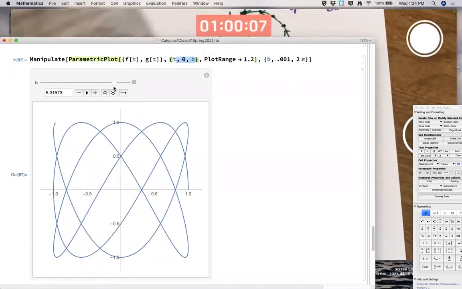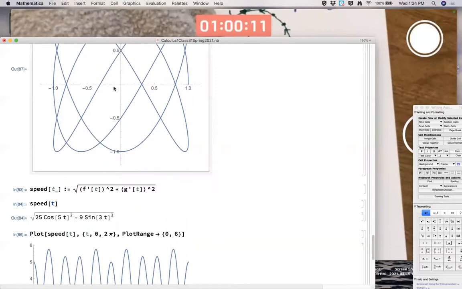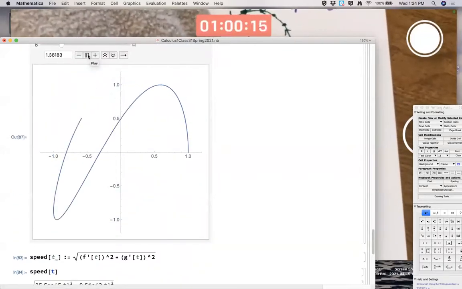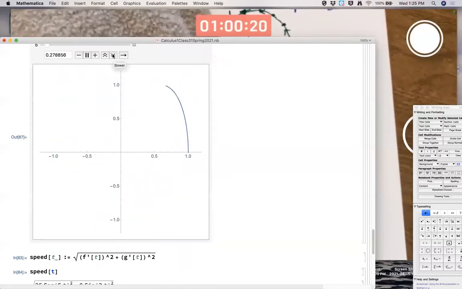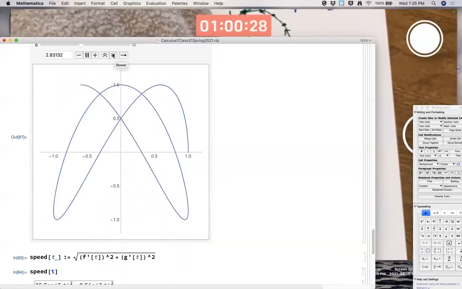Okay, so you can match up the graph of the speed function with what you observe in the animation to see where the speed is slower or faster. Of course, this is kind of herky-jerky here. You can slow it down to make it a little easier to see by pressing this slower button here. That's a little easier to see.